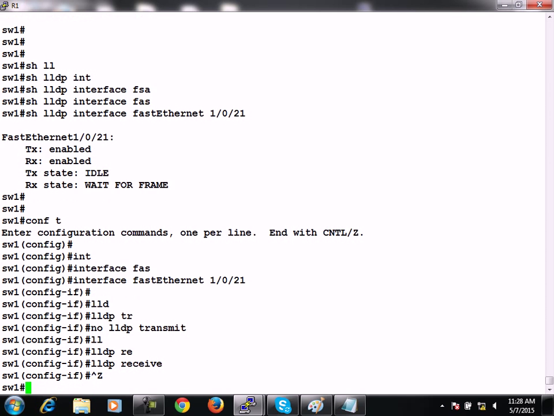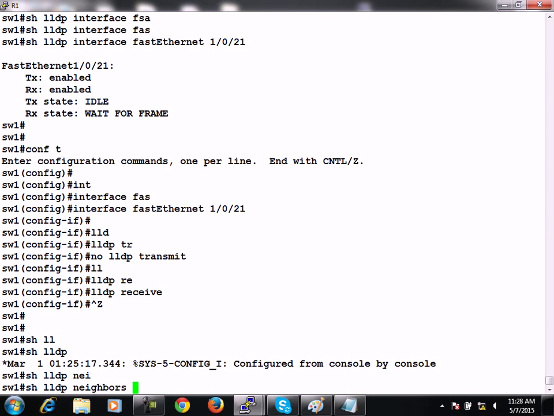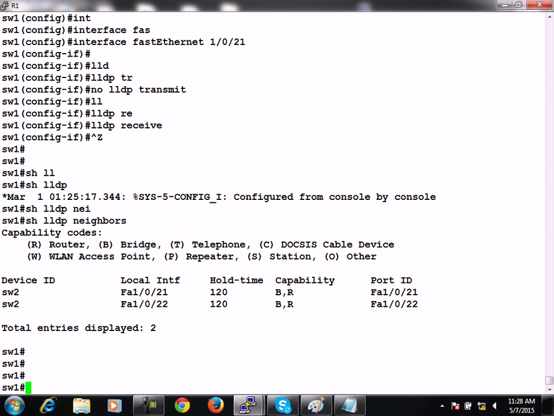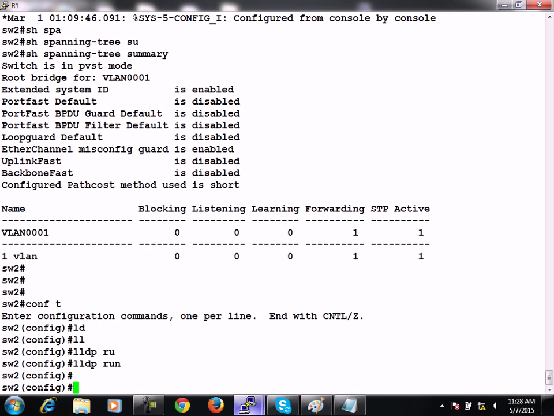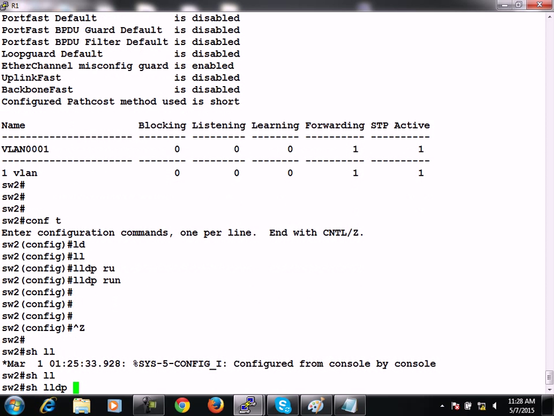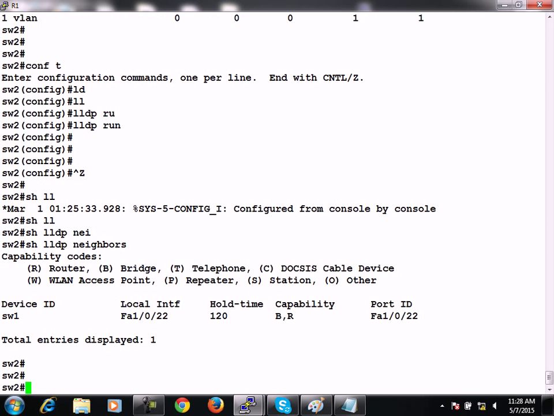Fine. So there are two entries now. And you can see show CDP neighbors as well. So both of them are working simultaneously. Then you can move on to switch 2 and say show LLDP neighbor. Only one entry is there. On 21, we can't see anything here because from there I restricted transmission of LLDP packets on 21 only.